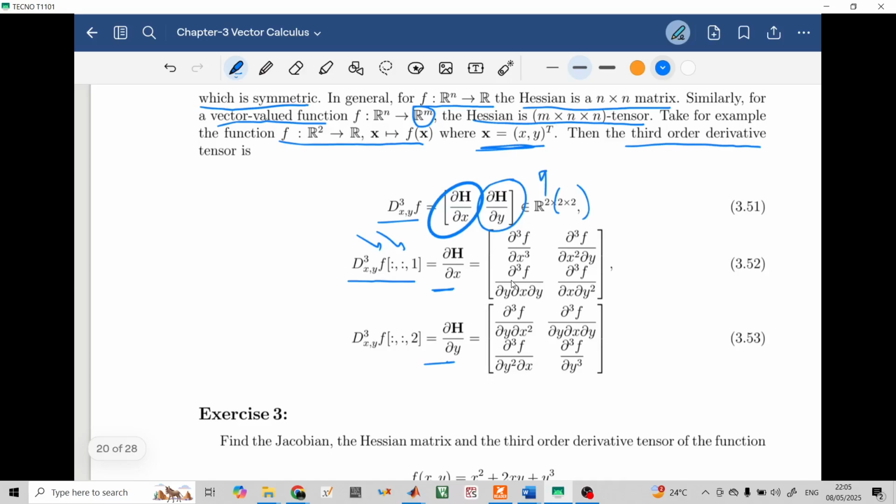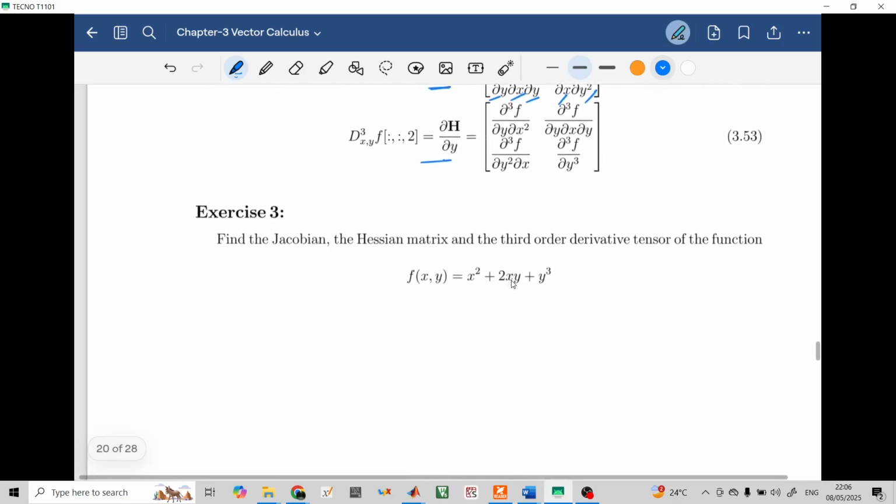Okay. As for the elements of the Hessian derivative, as you can see here, you have a third order derivative with respect to x, and then you should be careful, right? So here you take the derivative with respect to y, then x twice. Here you take the derivative with respect to y, then x, then y. Here you take the derivative with respect to y twice and then x. Okay, so I think this should be clear with an example.